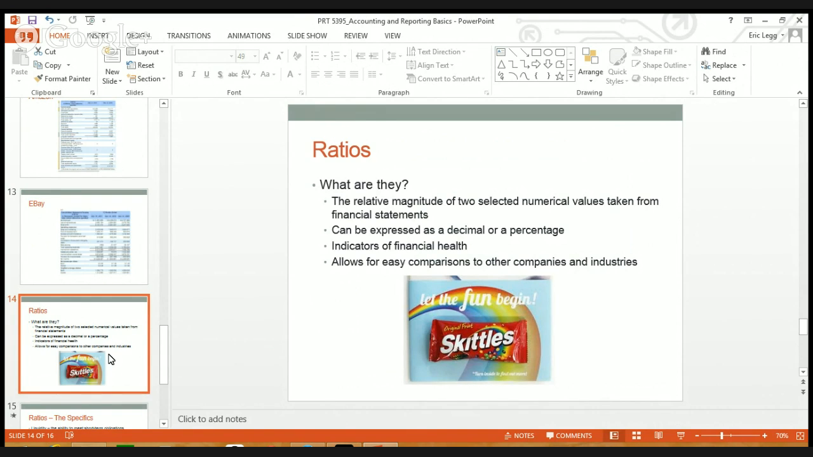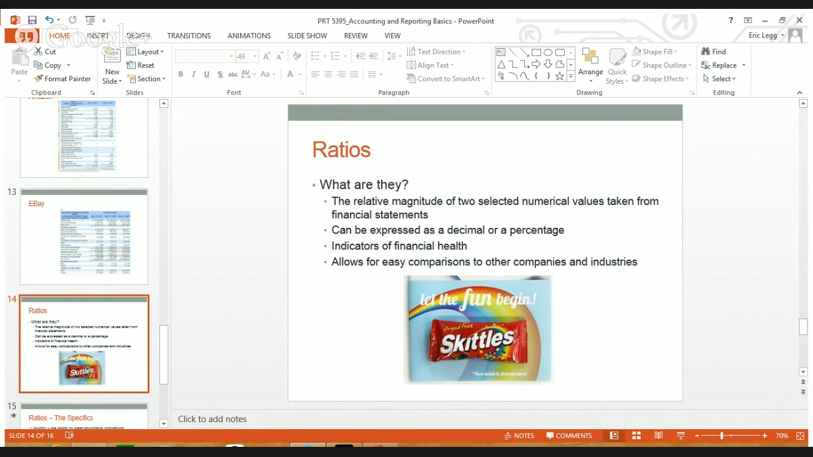Similarly, it allows us to compare companies in the same industry that are different sizes. So Nike is obviously a lot bigger than Corner Joe Shoemaker. But Corner Joe Shoemaker may actually be in better financial health because their ratios are better. These can be expressed as decimal or percentage, as they're indicators of financial health, and they allow comparisons to other companies. In our next video, I'm going to go through 7 specific ratios you're going to need to know for this class and how to find them.